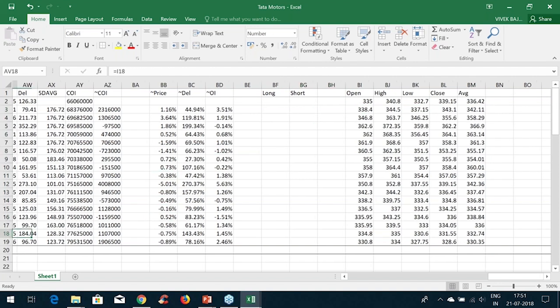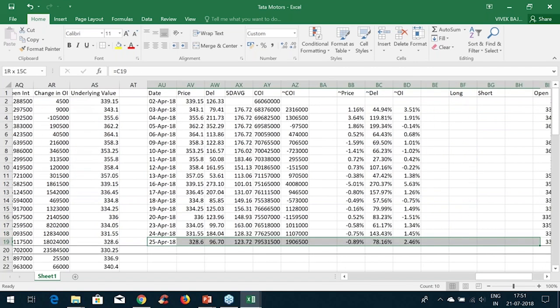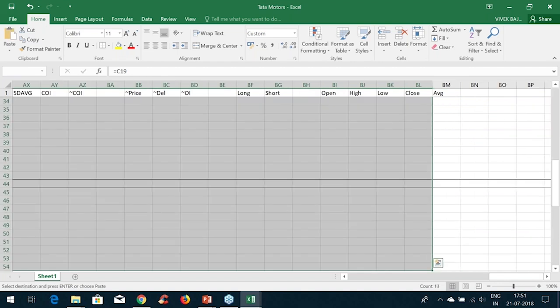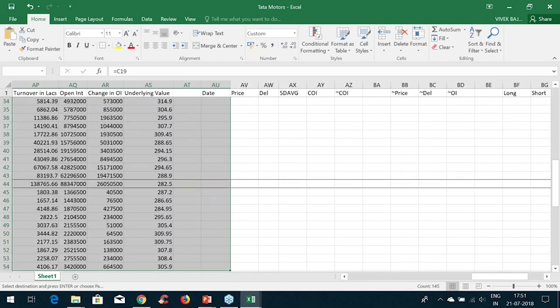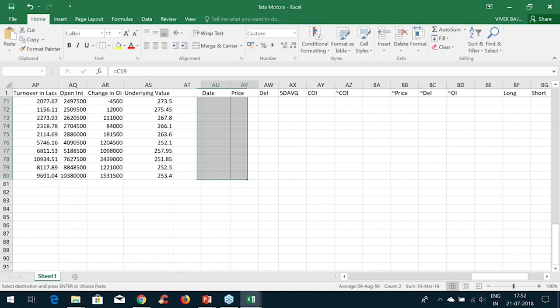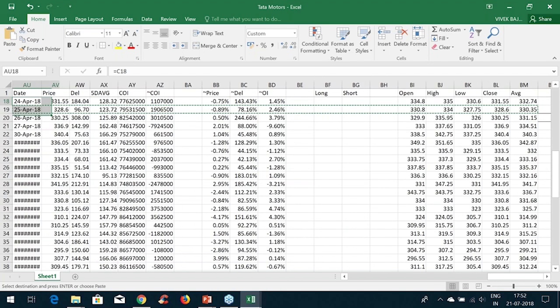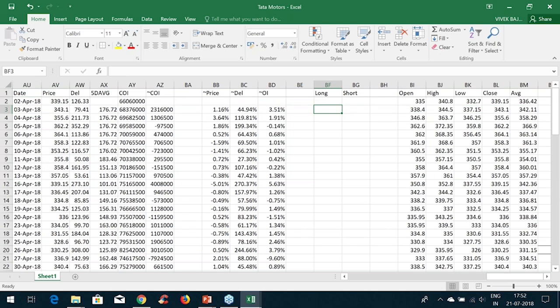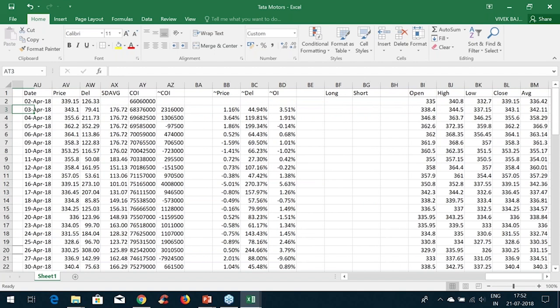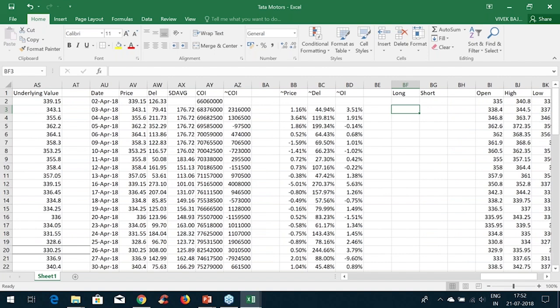Now let us pull all this data, select all the data, and let us pull it till yesterday. So all I need to do is just select and copy paste the formula. So here I am. I have my complete data now available with me. Now I will have to start analyzing whether there are long guys entering into the system or the short guys entering into the system.